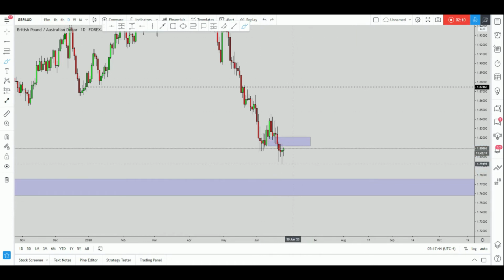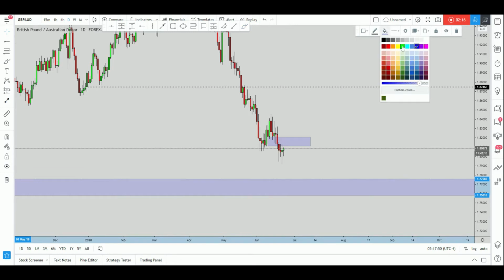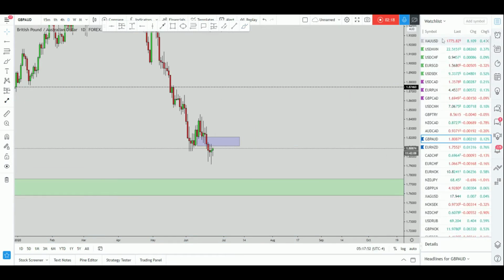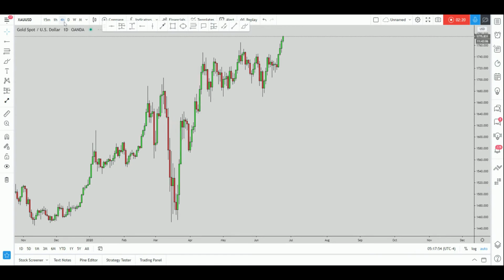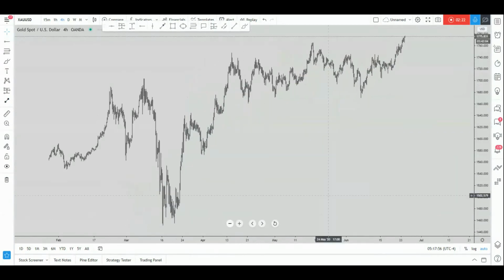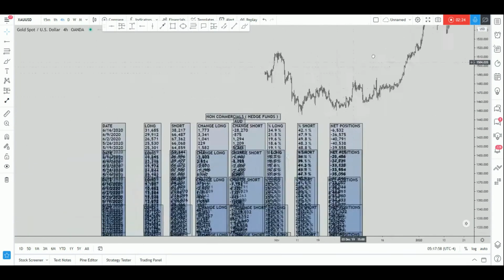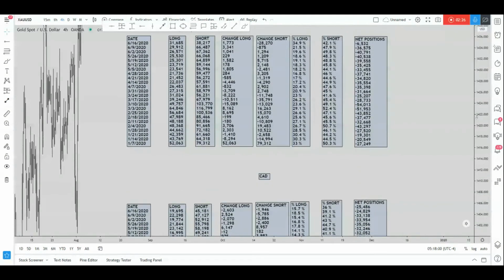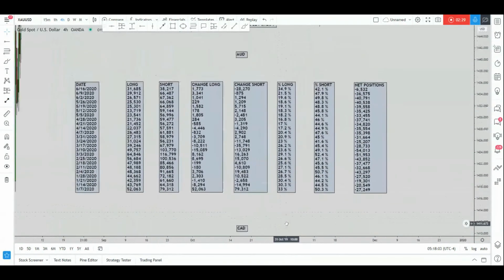So let's see how we will be approaching this with students. First of all, let's give an overall downside target. So let's go and see what we have from a COT perspective, so commitment of traders, what big banks and institutions are currently doing on the GBP and what they're currently doing on the AUD.